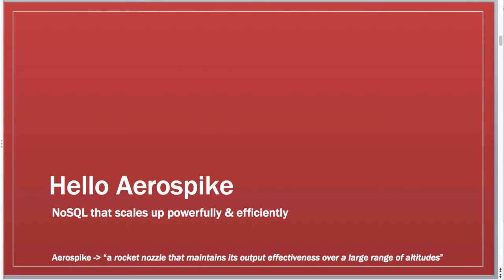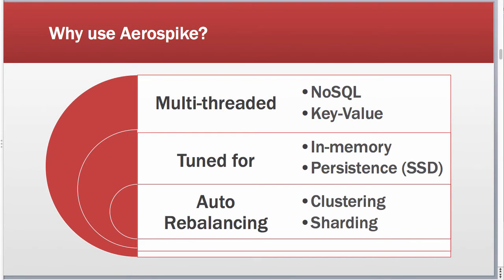So to sum it up, it's NoSQL that scales up powerfully and effectively. In case you, like me, are wondering about the name, I looked it up, and it comes from, as it says here, a rocket nozzle that maintains its output effectiveness over a large range of altitudes. So what does that translate to in terms of a product that we're going to put our data into?